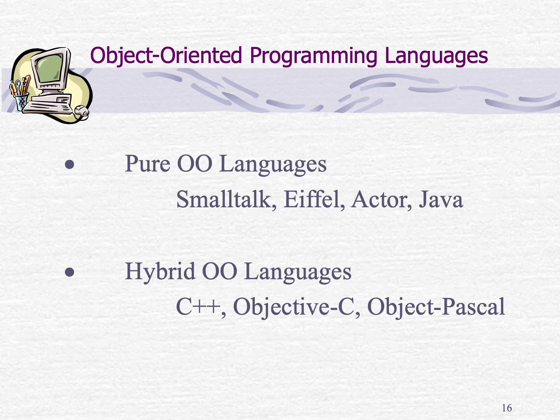Object-oriented programming languages. Pure OO languages: Smalltalk, Eiffel, Actor, Java. Hybrid OO languages: C++, Objective-C, Object Pascal.